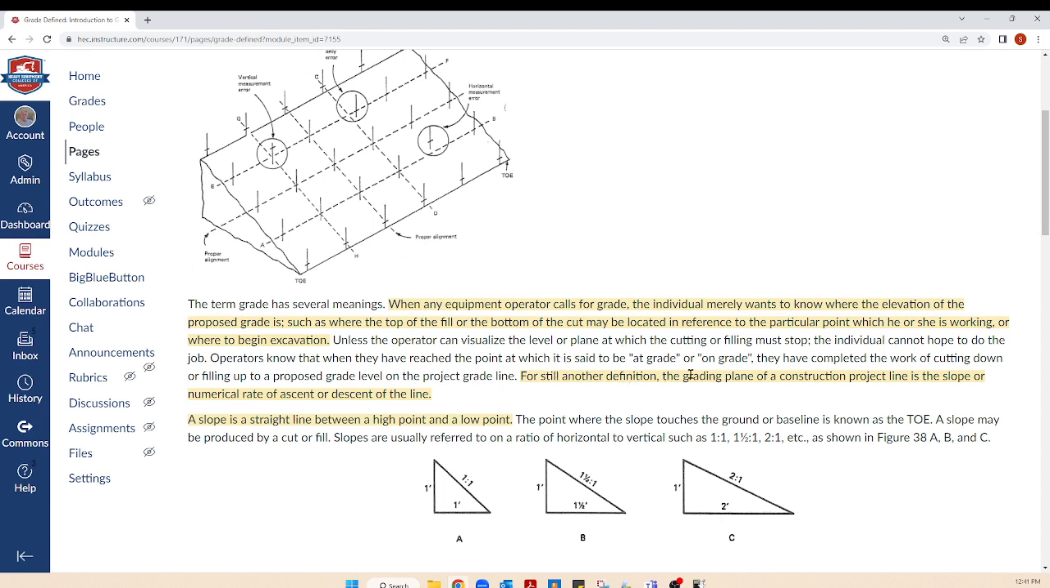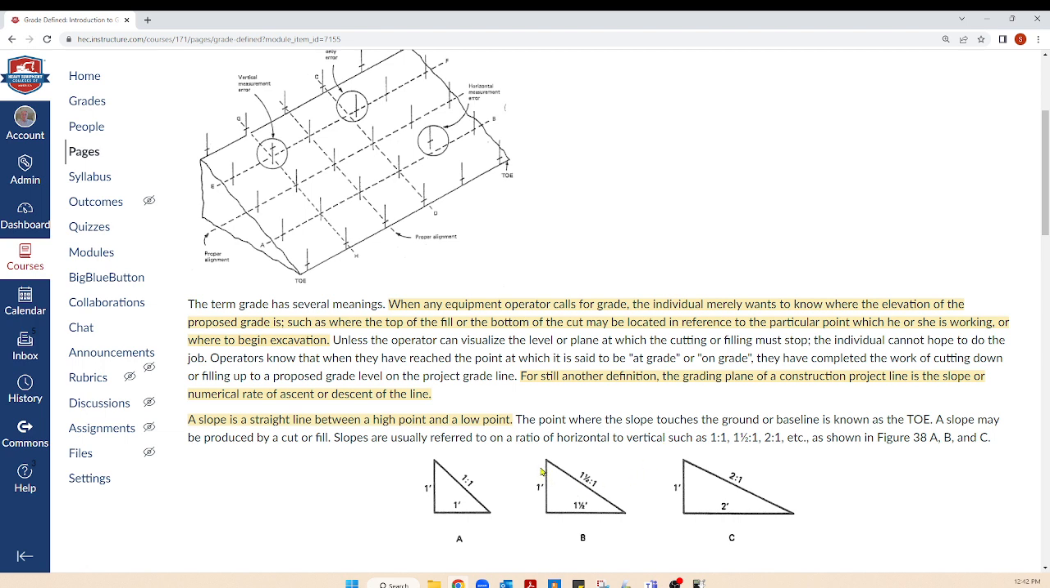For still another definition, the grading plane of a construction project line is the slope or numerical rate of ascent or descent of the line. The numerical rate is a percentage, and we will get to that. It's a percentage and a ratio. This is the numerical rate: for every 1 foot in this direction, it falls 1 foot. Like when you go down and out, this is 1 foot, 1 foot. So this is a 1-to-1.